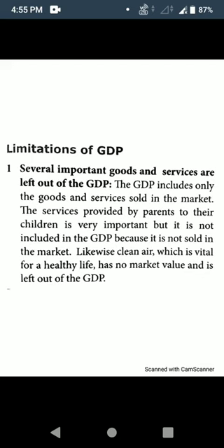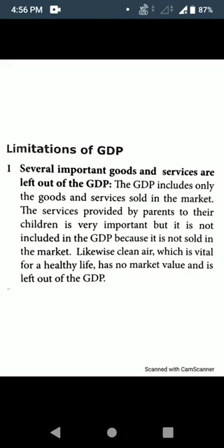So, first one, several important goods and services are left out of the GDP. What are the important goods left out? The GDP includes only the goods and services sold in the market alone. Only the things coming in the market are calculated. But many things do not come in the market, and those are not calculated in this GDP. So, the service provided by parents to their children is very important, but it is not included in the GDP because it is not sold in the market.